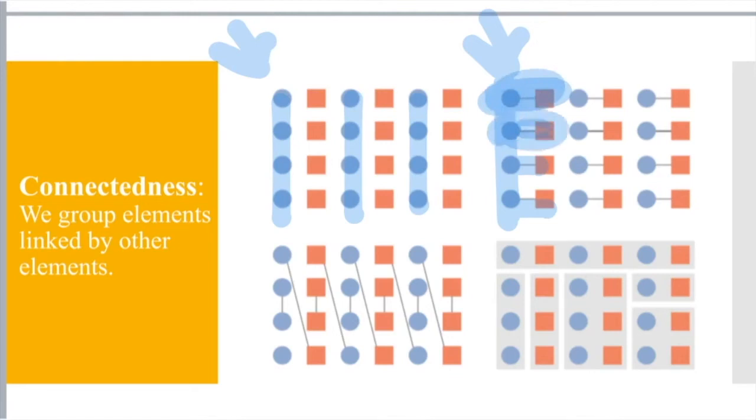Here we have these grouped together, right? Same thing here. Here's a group, here's a group, here's a group, here's a group. So based on if they're connected or not, that's how we are going to put them into our defined gestalts.